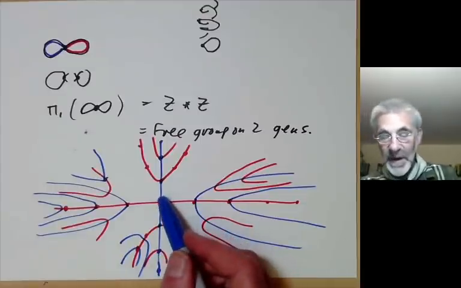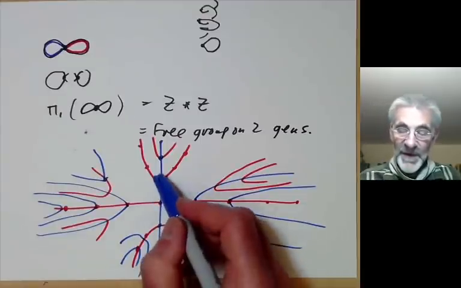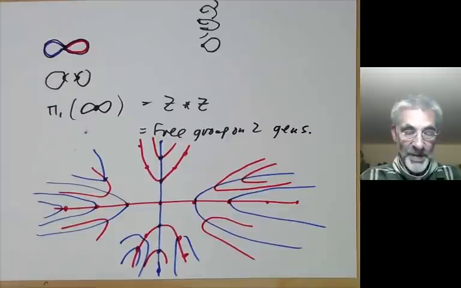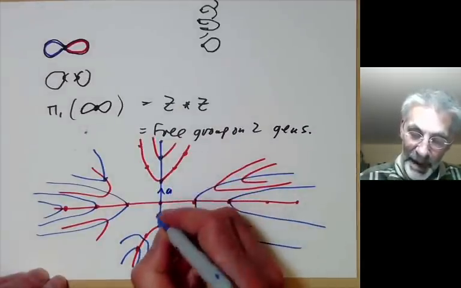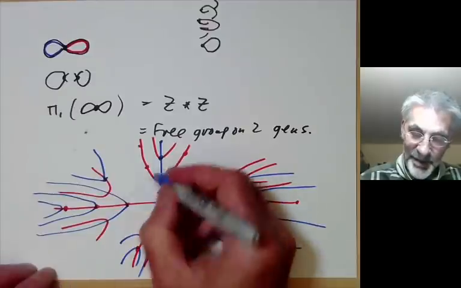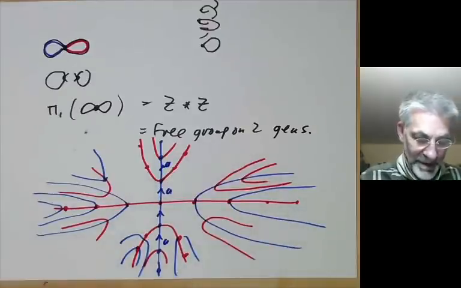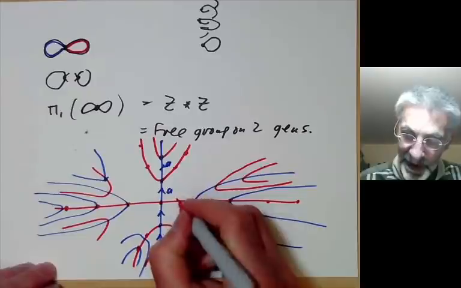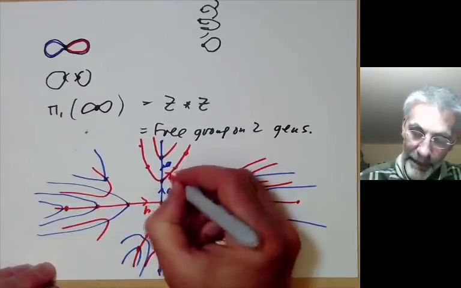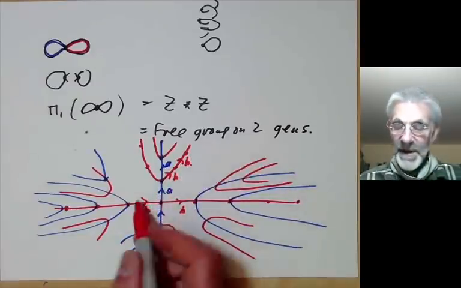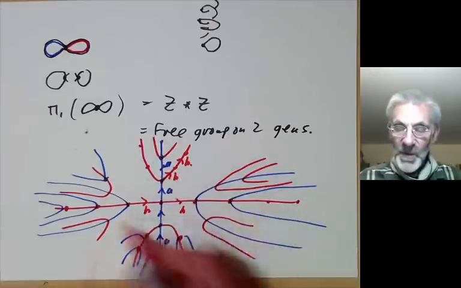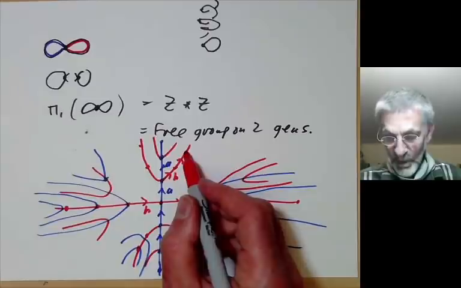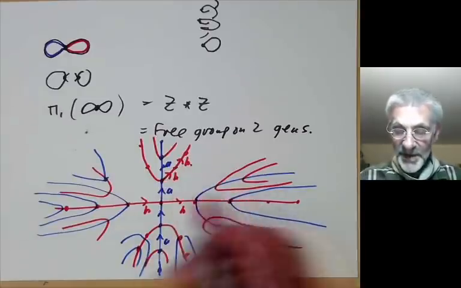And if you think about it a bit, you'll see that the inverse images of the base points can be identified with the free group on two generators. You see, I can write the two generators as A and B, and you can see that any word in A and B and their inverses corresponds to a unique one of these vertices of this tree.